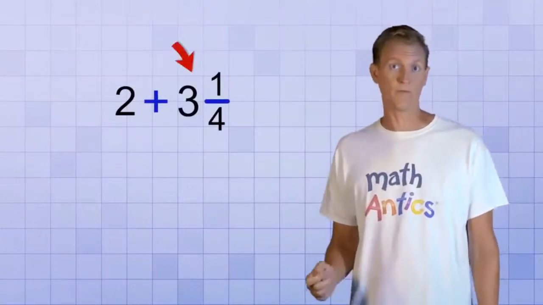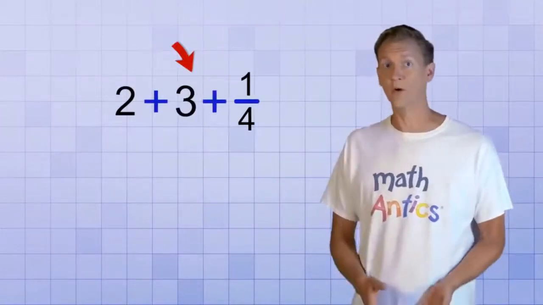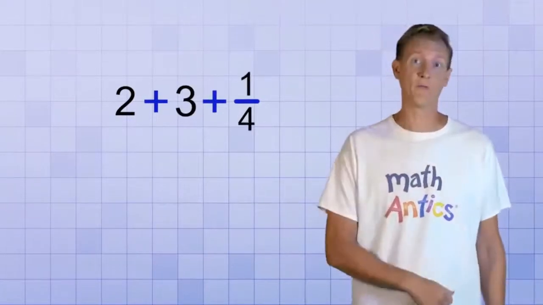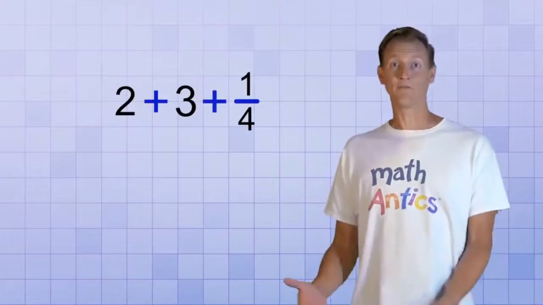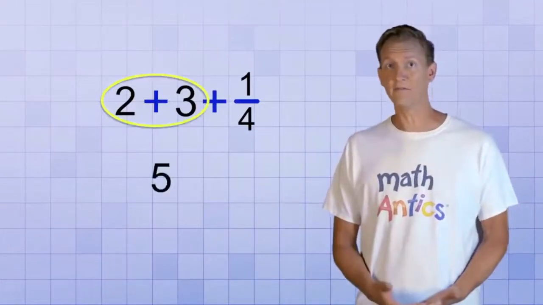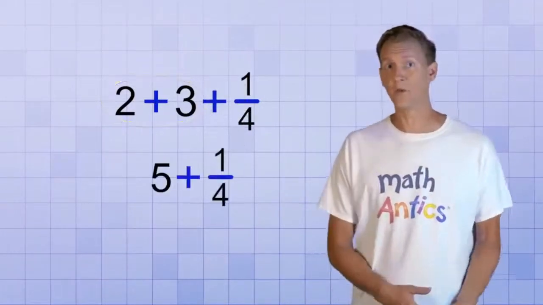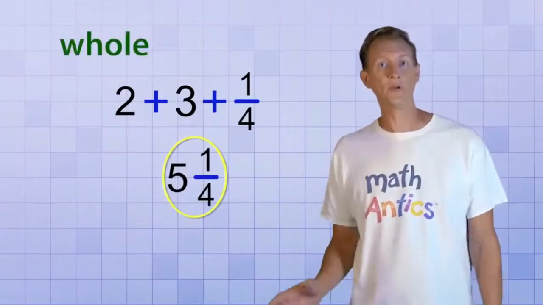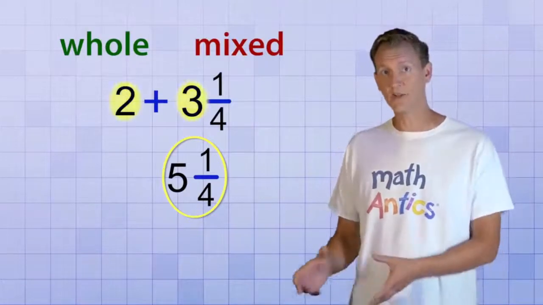We know that 3 1/4 is the same as 3 plus 1/4, and you can see that the problem is really 2 plus 3 plus 1/4. Well, that's easy. All you have to do is add the 2 and the 3 to get 5, and you'll have 5 plus 1/4, which is the mixed number 5 1/4.